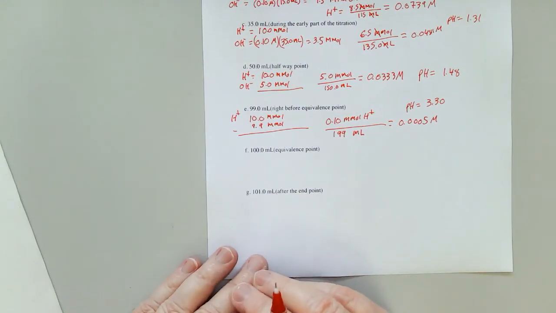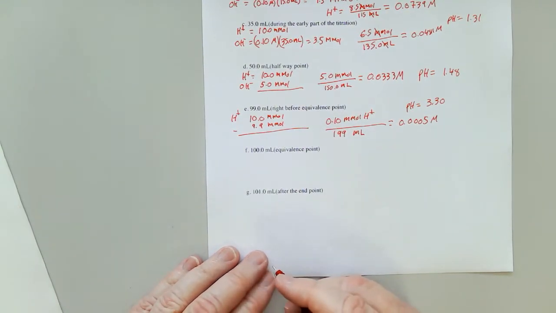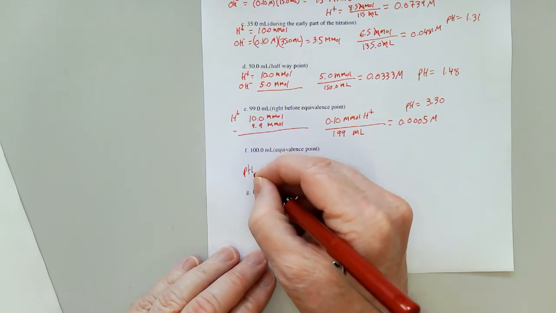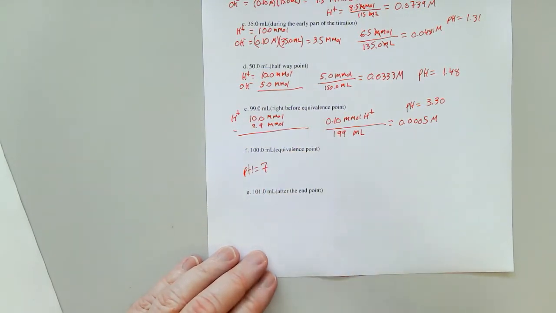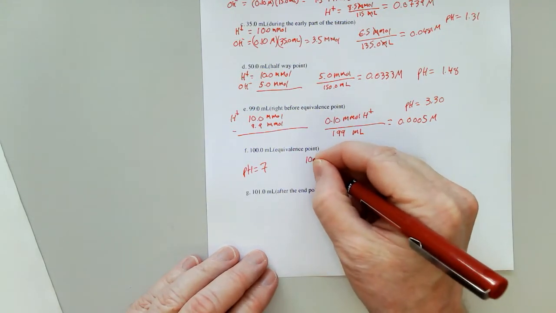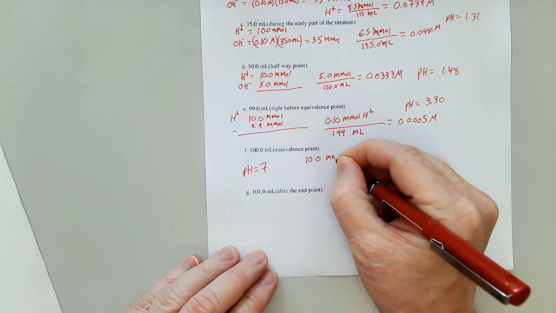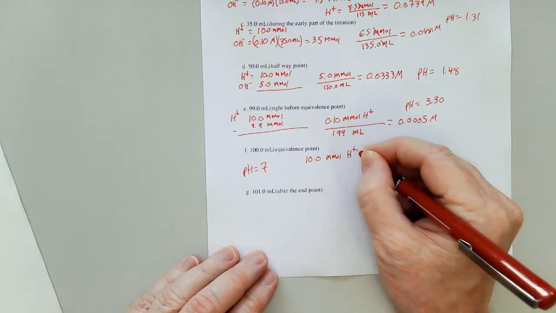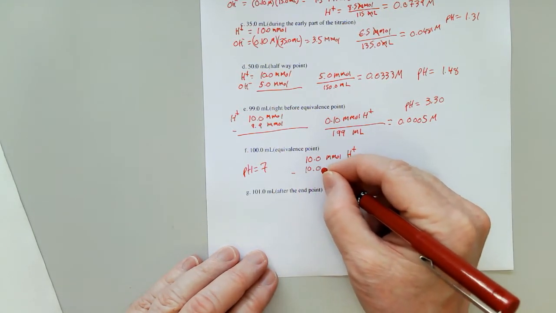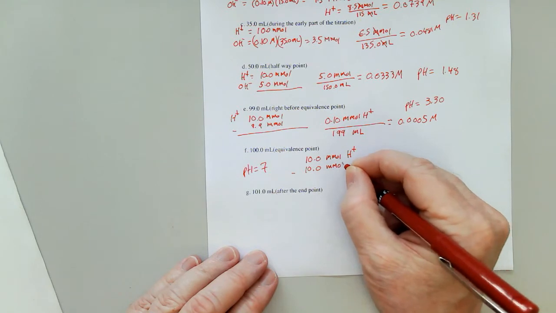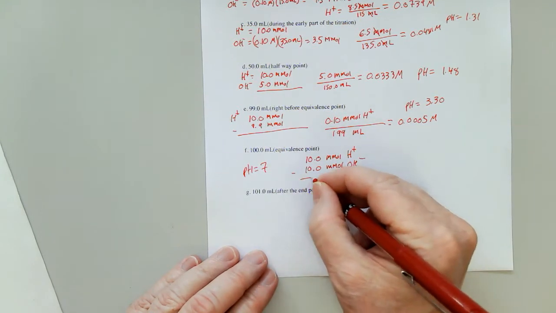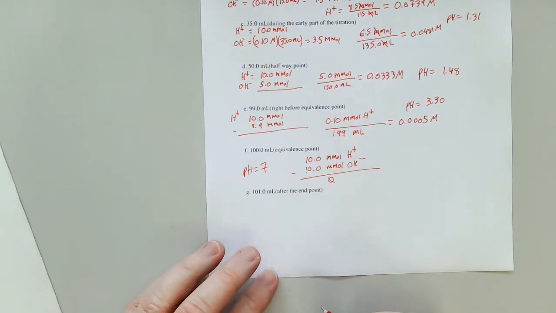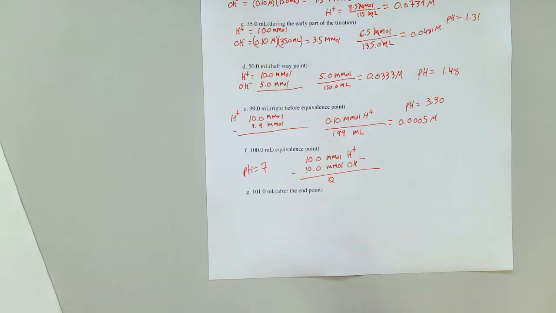All right. The equivalence point. Well, the pH equals 7. The pH is 7 for every strong acid, strong base titration. But let's look at why. 10.0 millimoles of the H plus minus 10.0 millimoles of the OH minus, 0. I have no leftover H plus, I have no leftover OH minus. The pH is 7.